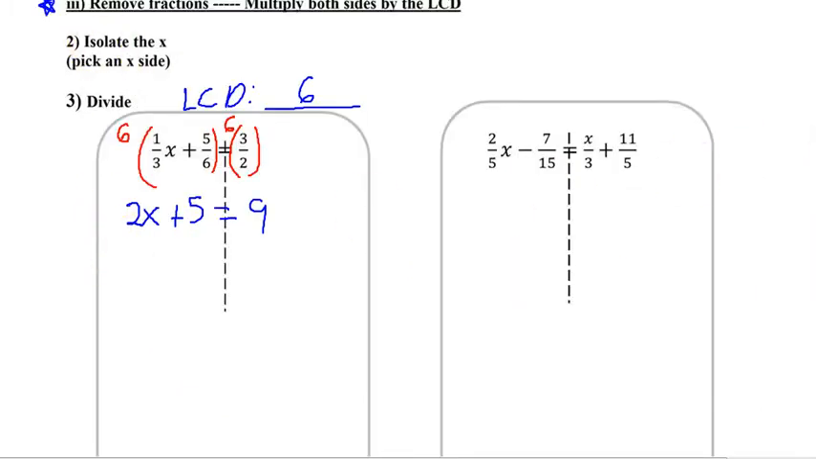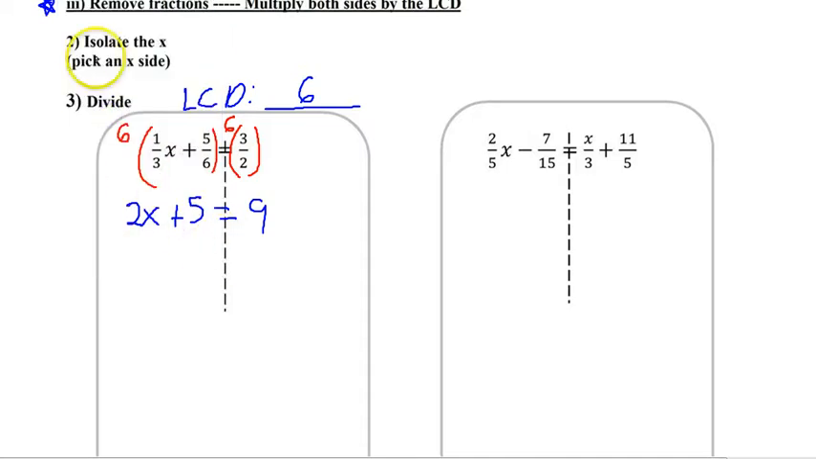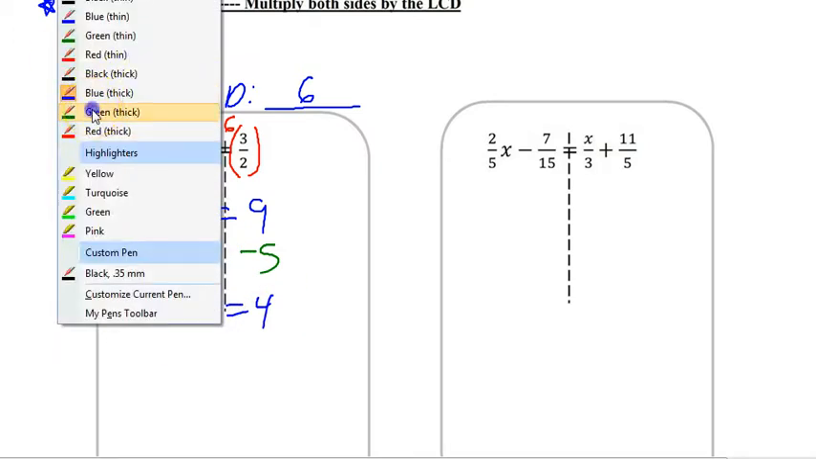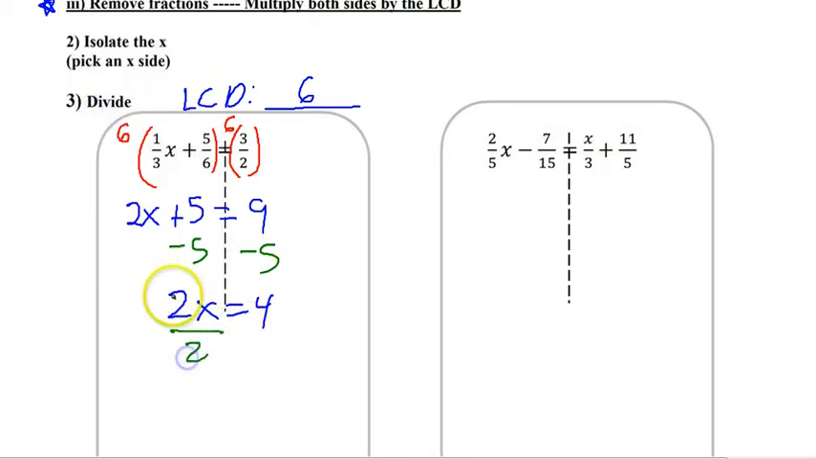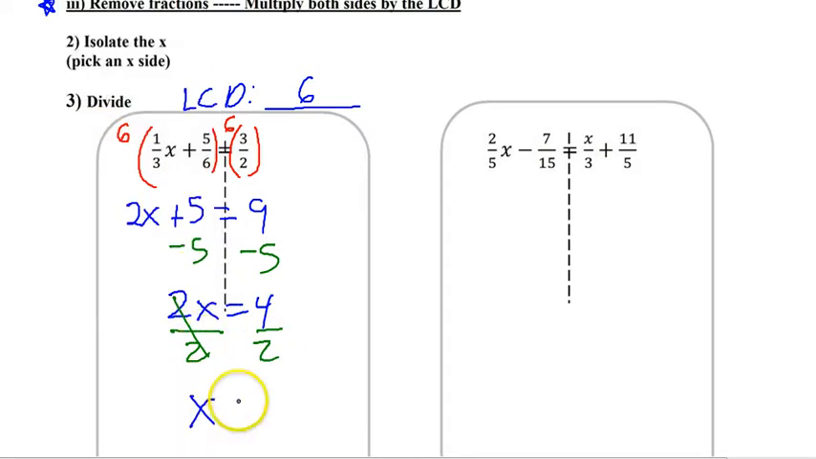So here's our equation, and now we can solve it. So we minus 5 from both sides, and we get 2x equals 4. And then we divide both sides by 2. And we end up with x equals 2. And then that's the answer. Alright, so let's look at another one.